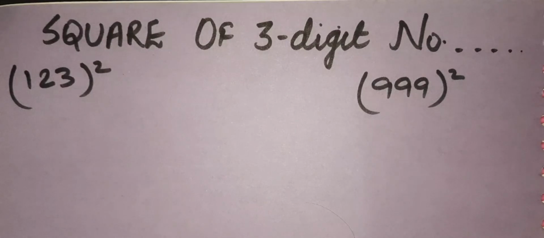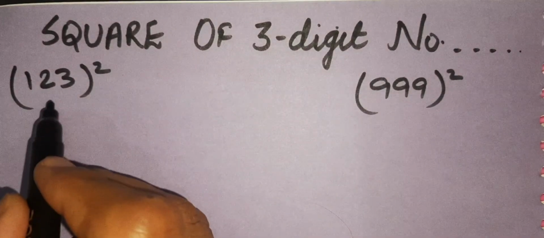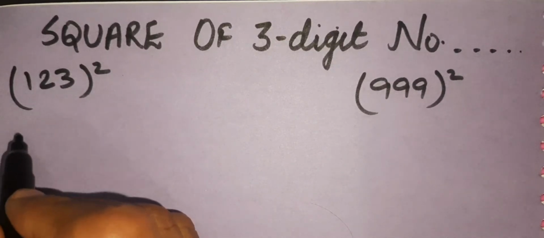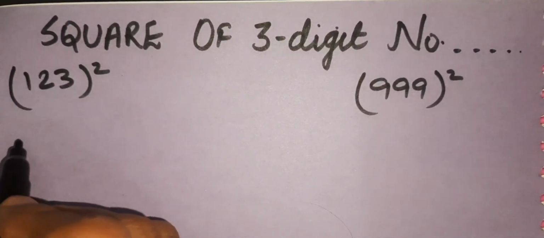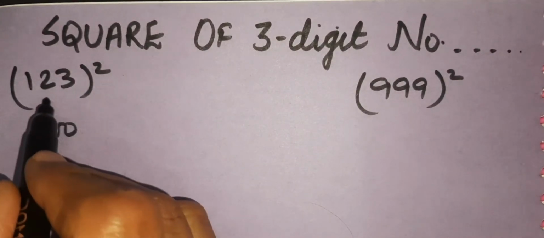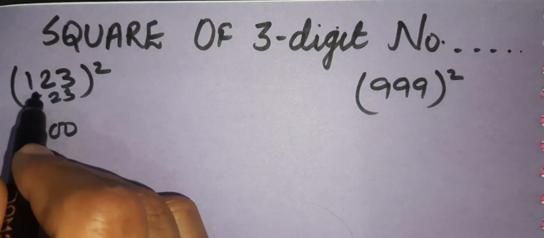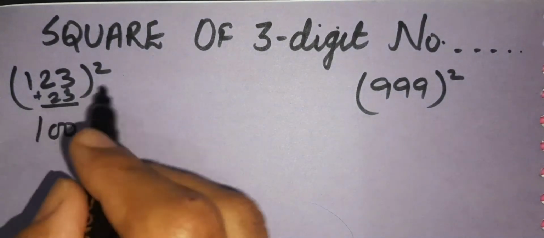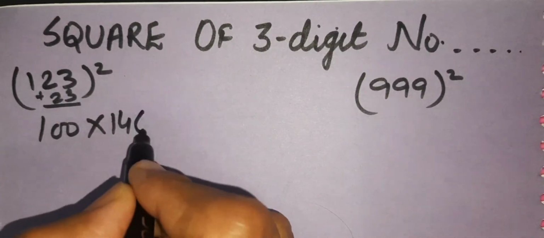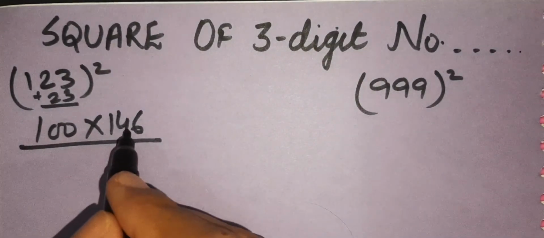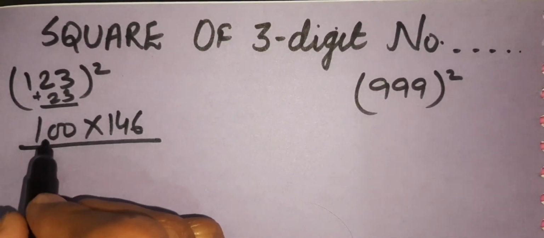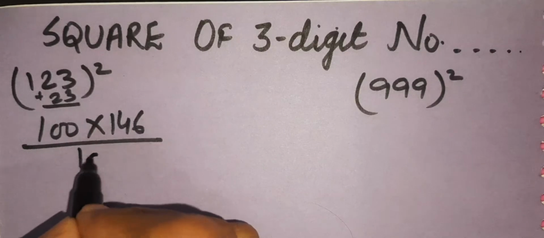So let us start with the number 123. To find the square of 123, we have to check which round number is nearer to 123. We can see that 100 is nearer to 123 and the difference is 23. So we will add 23 to 123 and multiply by 100. Here we get 146. Again, we will divide this product by the number of zeros, so we write 20 here.